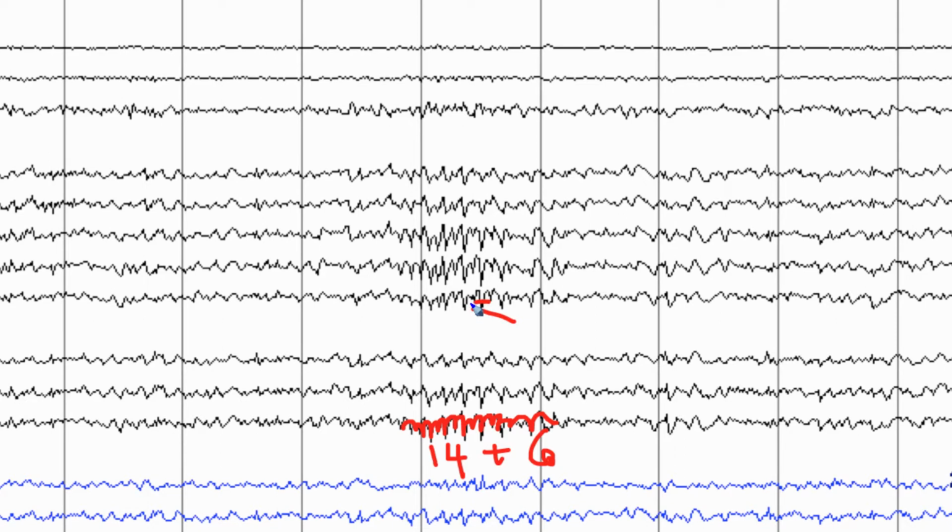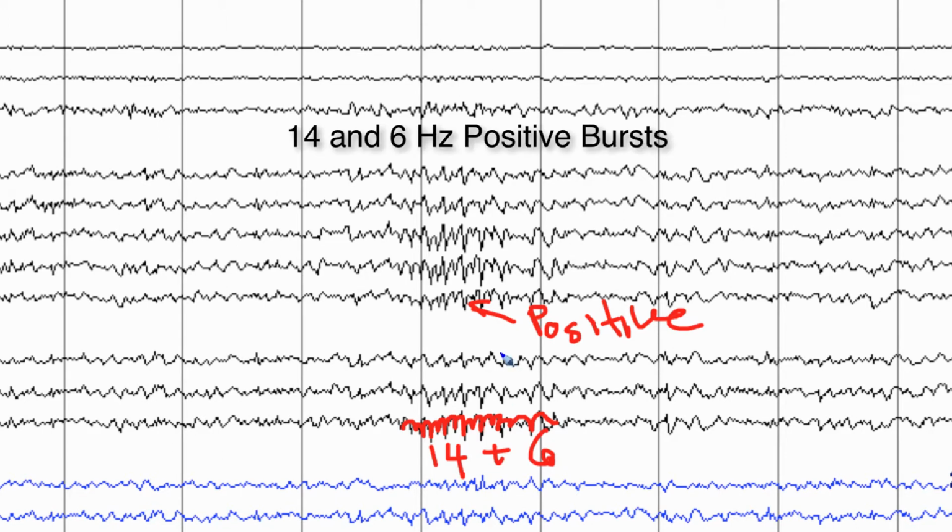If we look at the sharpest component of these waveforms, we can see that it is downward deflected. This means that this is a positive polarity, and hence the name 14 and 6 positive bursts.